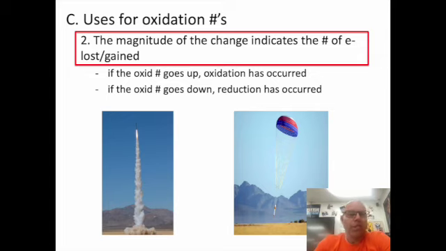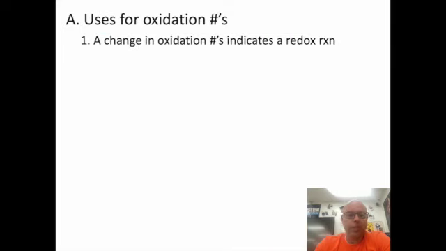Elon Musk invented a rocket that could land vertically. I'm showing a parachute there, that was in the old days. If we get the rocket back, if the oxidation number goes down, we've gained electrons. And a change in oxidation numbers indicates if a reaction is a redox reaction, like that one.